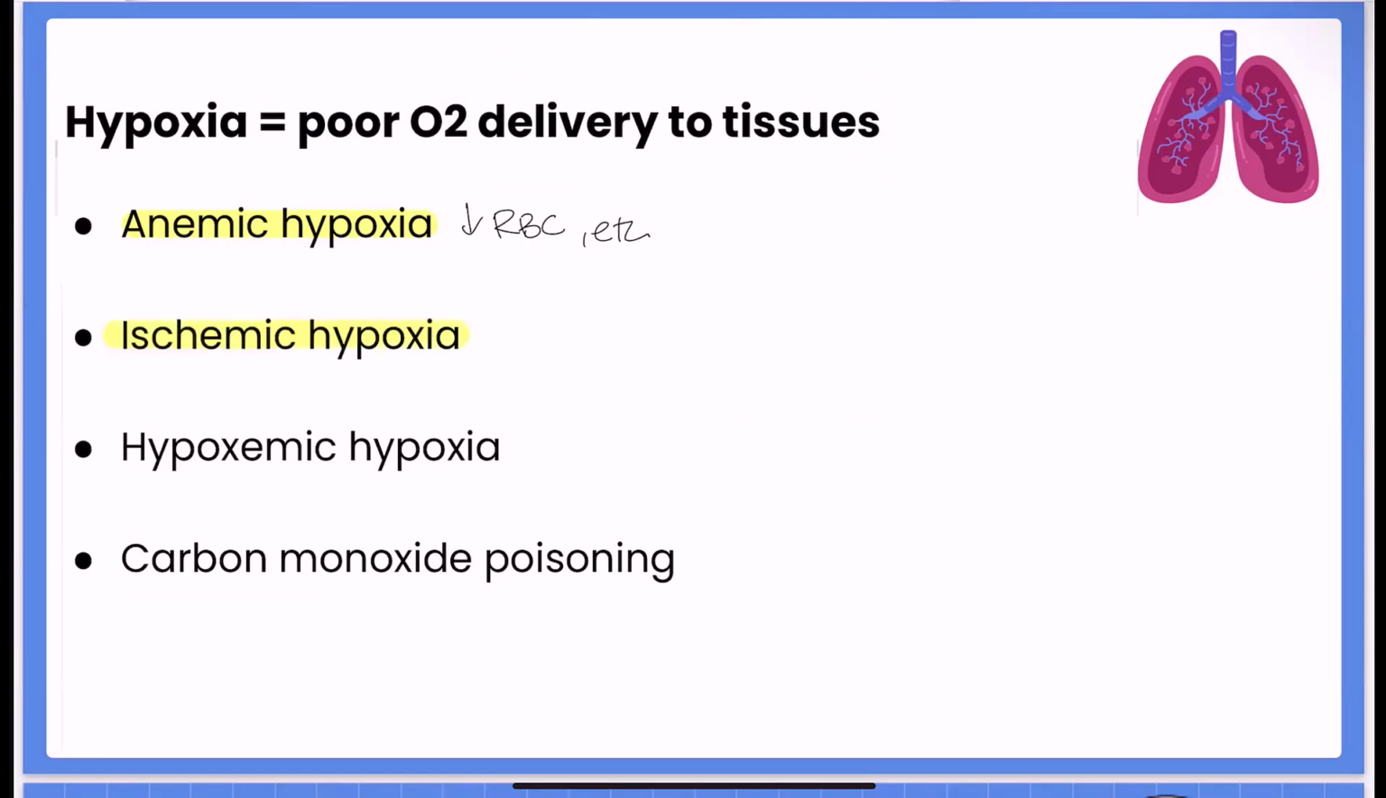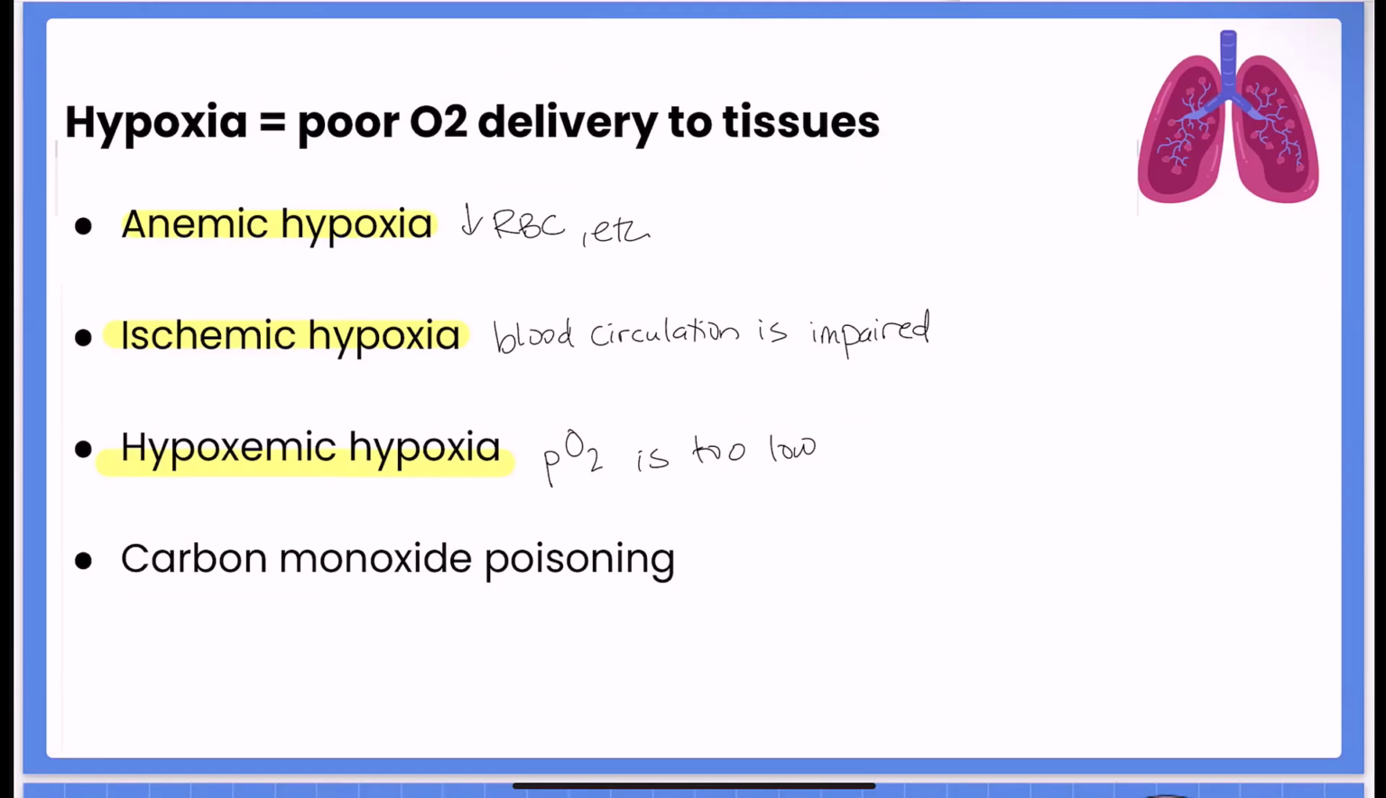The next one is called ischemic hypoxia. Ischemic hypoxia is when blood circulation is impaired, or cut off, so that tissue is deprived of oxygen. So naturally, hypoxia occurs. We don't have enough oxygen being delivered to those tissues. The next one is hypoxemic hypoxia. This is when the partial pressure of oxygen is too low. That can be a result of poor ventilation, where it's not working, or poor perfusion, where we're not getting that oxygen into the blood. Or we're just not in an area where there's enough oxygen around.